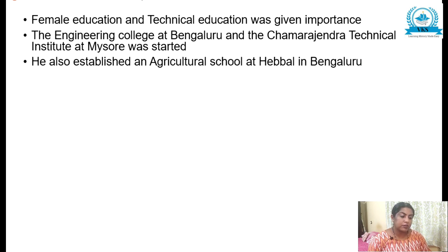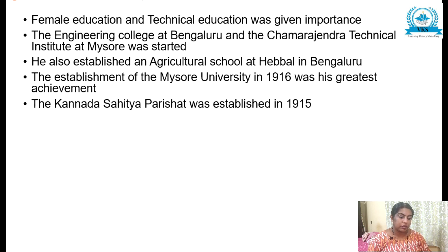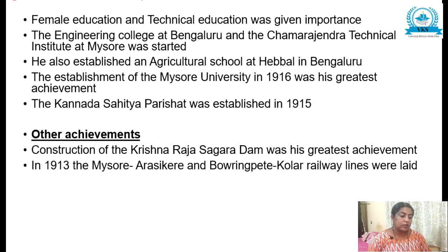He also established an agricultural school at Hebal in Bengaluru, and the establishment of the Mysore University in 1916 was his greatest achievement. The Kannada Sahitya Parishad was established in 1915. Now other achievements, construction of the Krishnarajasagara Dam was his greatest achievement. In 1913, the Mysore-Arsikare, Bowringpete-Kolar railway lines were laid.